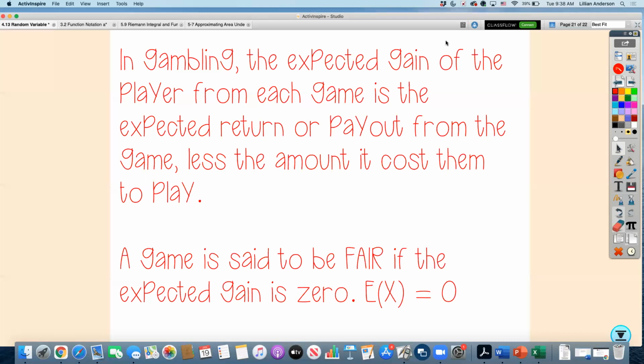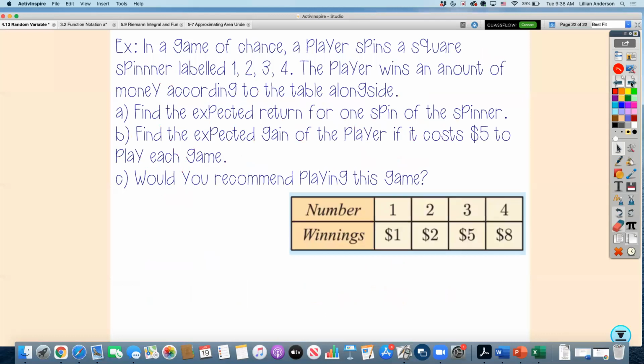So if you're ever asked, is this game fair? Well, find out what the expected value should be. If it equals 0, it's a fair game and you can take your chances there, okay? So let's look at an example that talks about this because it still deals with probability distribution. And then we'll be done for the day.